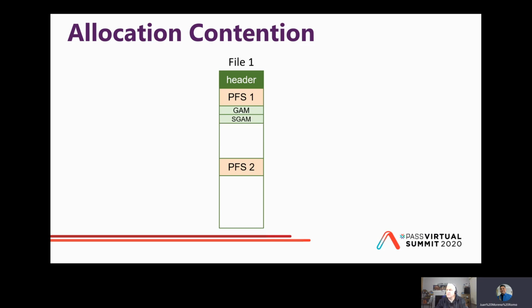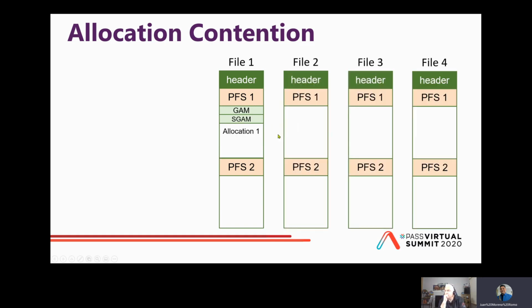So what happens when we have only one file? We need to access this PFS page and these GAM and SGAM pages to allocate each record or each object that we create over that tempdb. So the problem is that all the threads are trying to access this PFS page or this GAM or SGAM page. What happens when we create several files of tempdb?